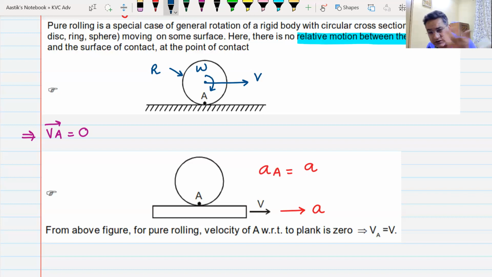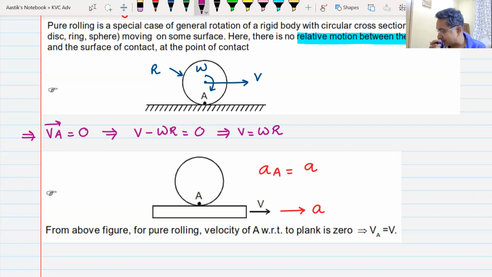You've done it 5,000 times in the previous two classes. Omega equals v by r, sir. Velocity of point A is 0, and if you look at the velocity of point A, it will be v minus omega r, which should be equal to 0. That implies v will be equal to omega r. Do we understand this? Yes or no? Yes, sir.